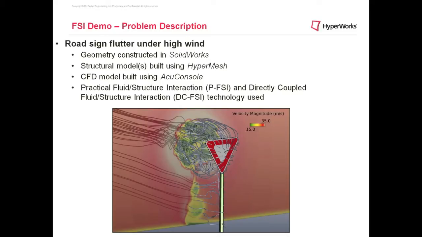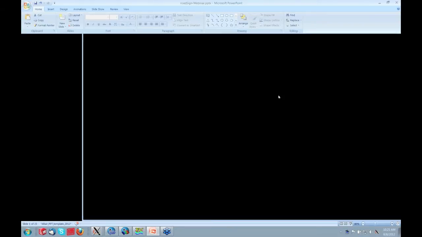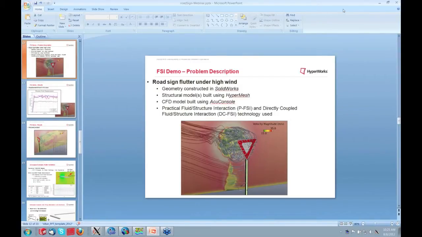So just to give a little bit of detail about the process that is going to be used to develop this demo, the geometry was constructed using SolidWorks, which is a commercially available CAD package. The structural model was built using HyperMesh, and the CFD model is built using AcuConsole. We're going to be using the practical fluid structure interaction technology. We could also use the directly coupled fluid structure interaction technology. But we're going to focus on the PFSI aspect in this webinar. I do have the DCFSI model as well, and if we want to turn that into a different webinar, we certainly can. So with that, I'm actually going to get started on the demo now.